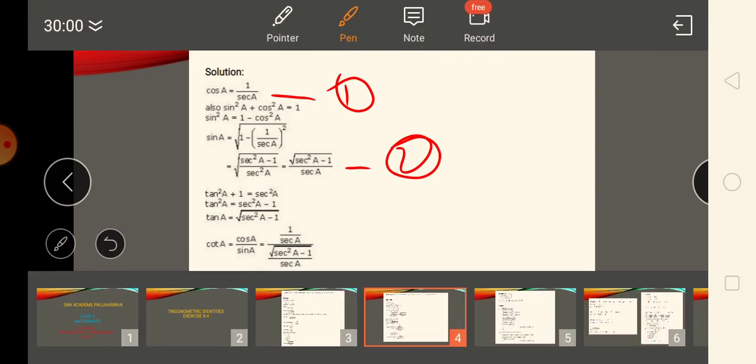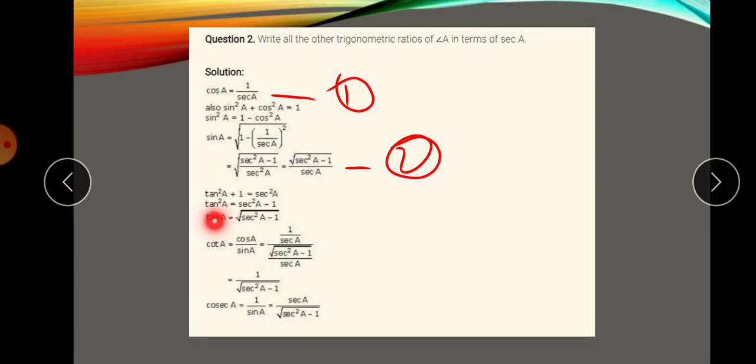Third one we'll take tan A. So how to convert tan A? Tan square A plus 1 is equal to secant square A, we know very well. Then the 1 goes to that side as minus 1, and the square goes to the other side. So the third one also we have converted: tan A in terms of secant A.